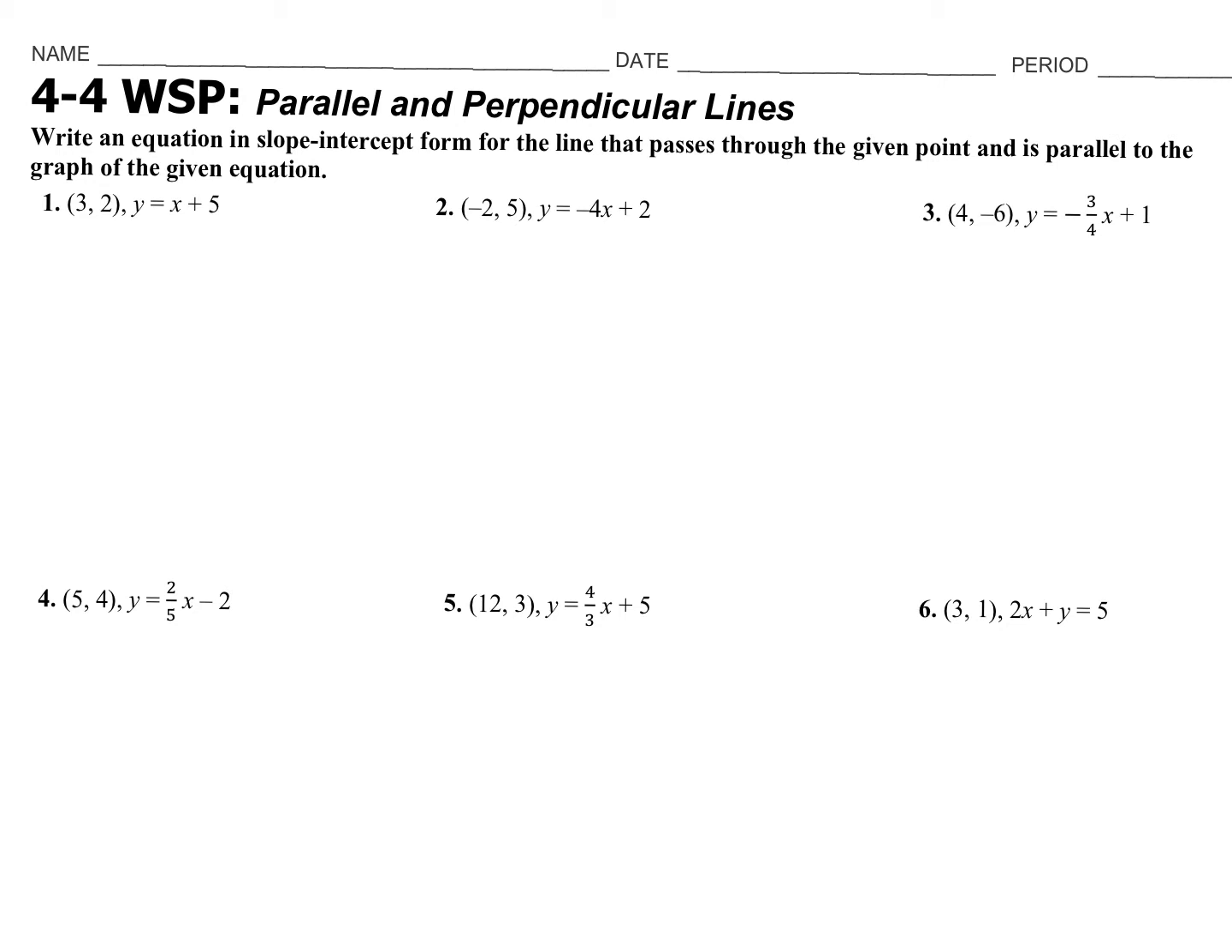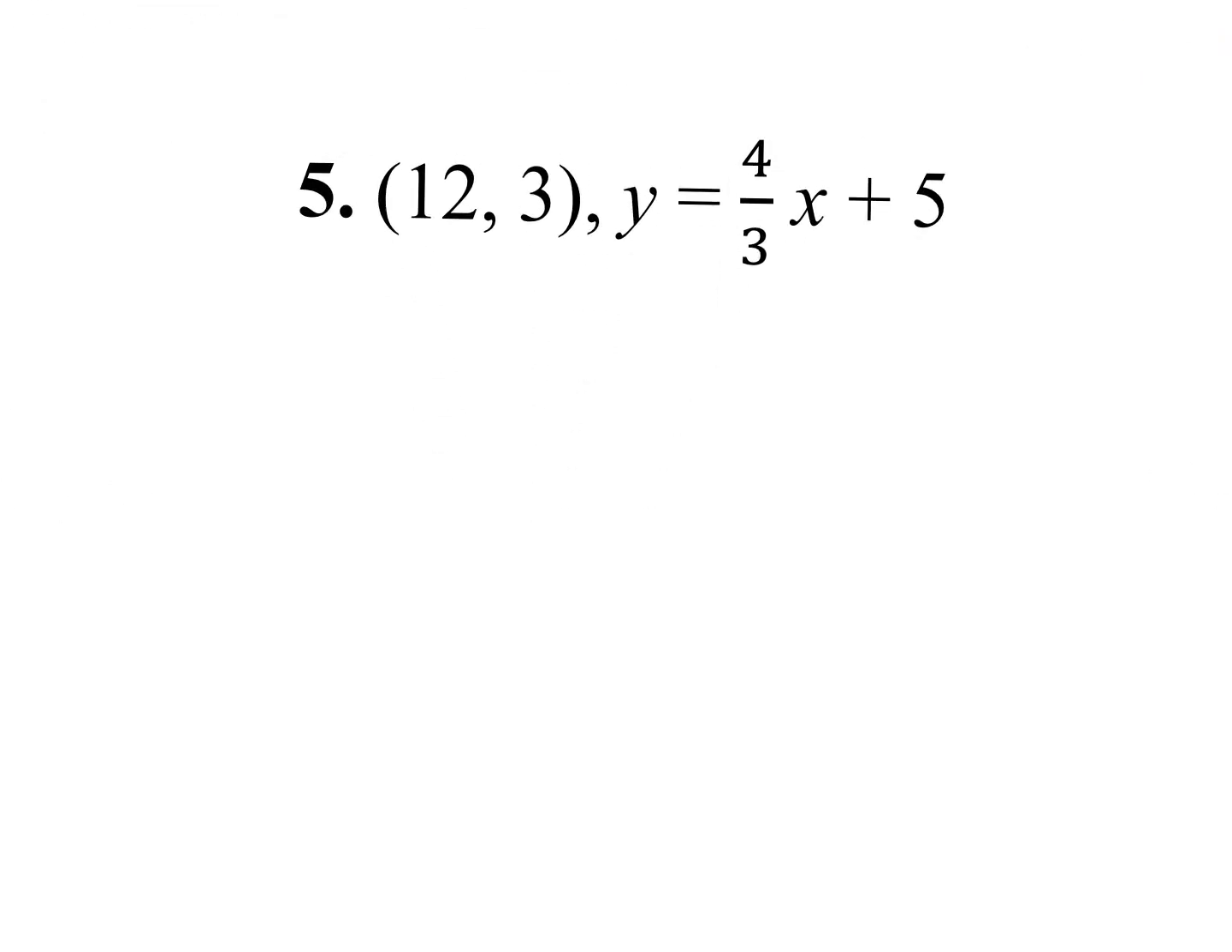So they give you a point, they tell you that it passes through a given point, and they tell you that your line is parallel to the given line, and parallel means same slope. Okay, so which one would you guys like to try on this first part of the worksheet? Number 5 it is. Okay, so let's all go to number 5.